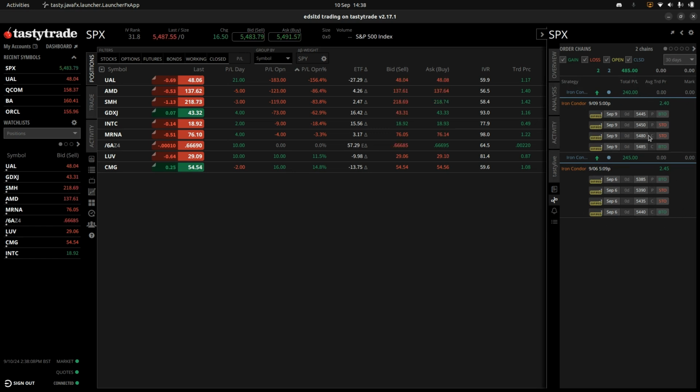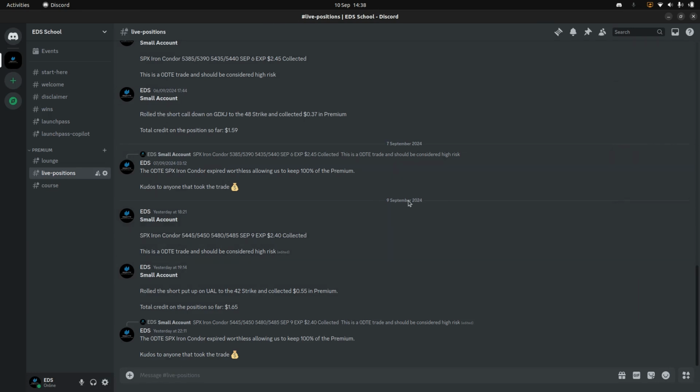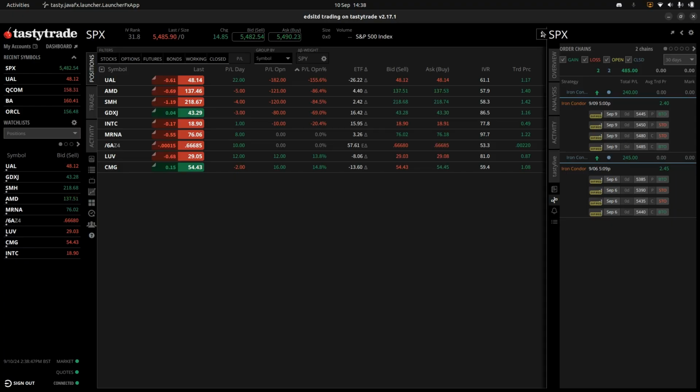Again, everything expired worthless. We kept all of the premium. Again, that was also in our Discord group. So as we can see, this is from yesterday. We placed the SPX Iron Condor 0 DTE trade. We made the adjustment on UAL, and then obviously the Iron Condor expired worthless. So we kept 100% of the premiums. So we made some really nice money there on those positions.